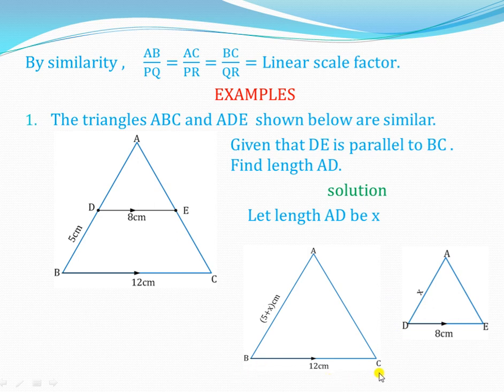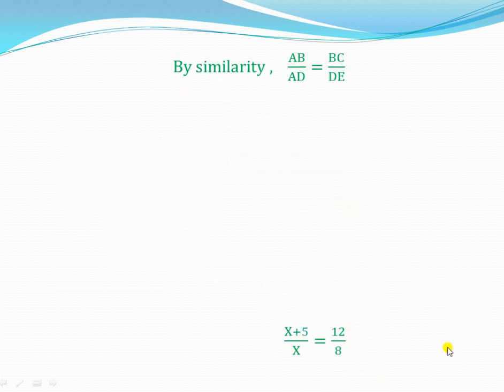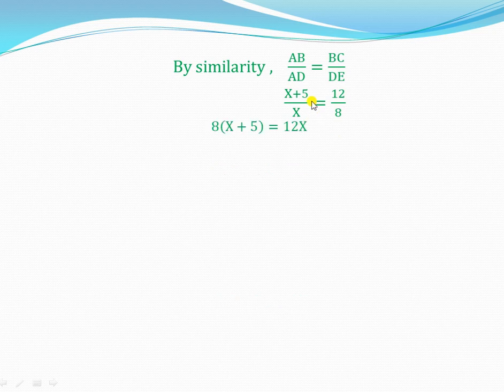BC is 12 centimeters, and DE is 8 centimeters. So we simply substitute. We have substituted AB as x plus 5, AD as x, BC as 12, and DE as 8. Then from this point, we simply cross multiply. So it will be 8 into brackets x plus 5 equals 12 times x, which is 12x.